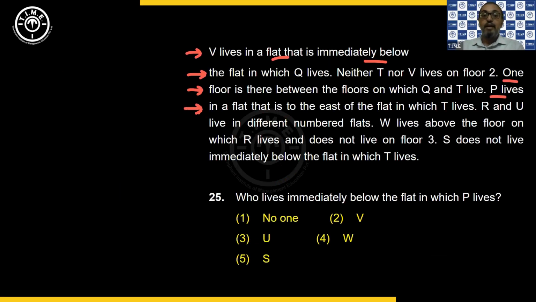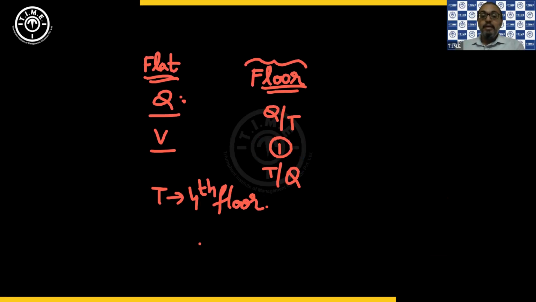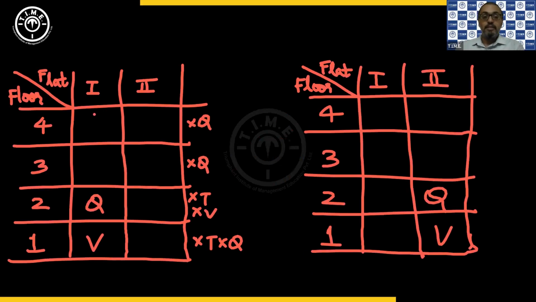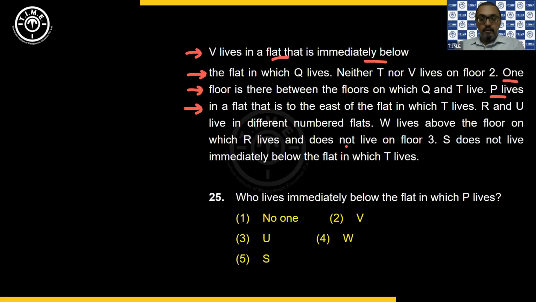P lives in a flat that is to the east of the flat in which T lives. So P should be to the east of T. East is nothing but the right side of T. Now there are only two flats. Now this will confirm that T and P have to occupy like this. Then only P is on the east side of T. Correct? So in both cases, T will be given in flat 1 and P will be given in flat 2 of floor 4. Correct?